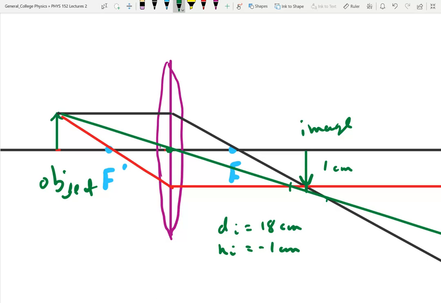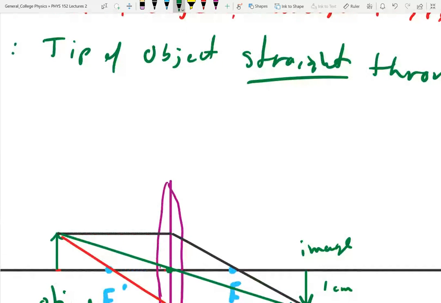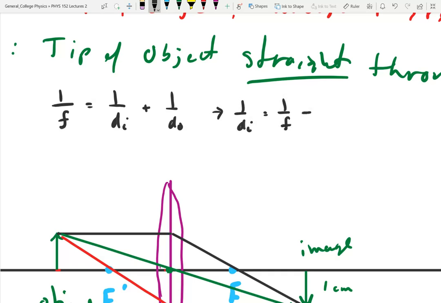Now let's compare that to what it should have been. So now we're going to use the thin lens equation: 1 over f equals 1 over image distance plus 1 over object distance. We know object distance and f, so I'm going to solve this for 1 over image distance. Now I'll put in my numbers.